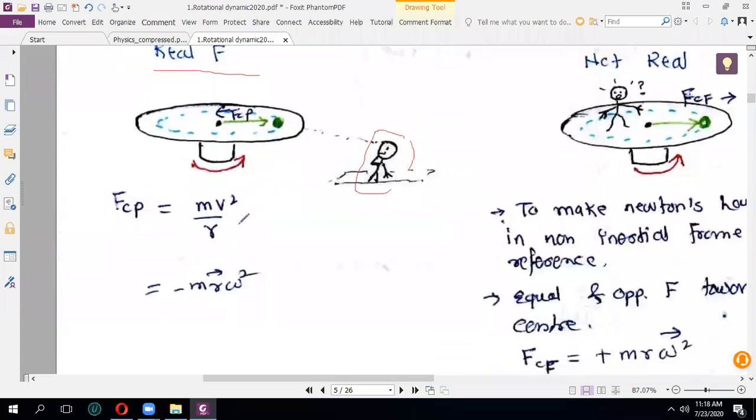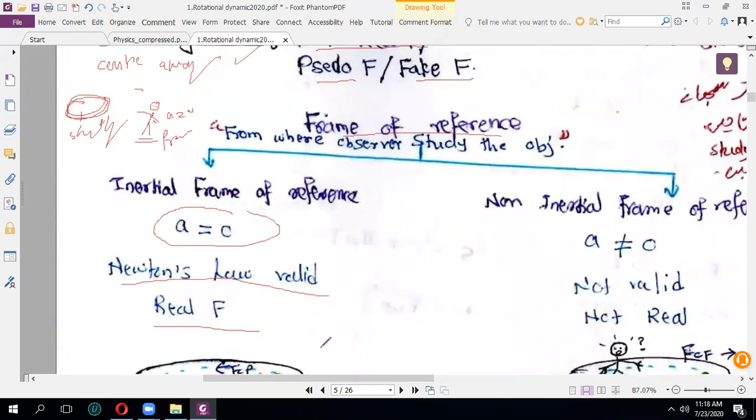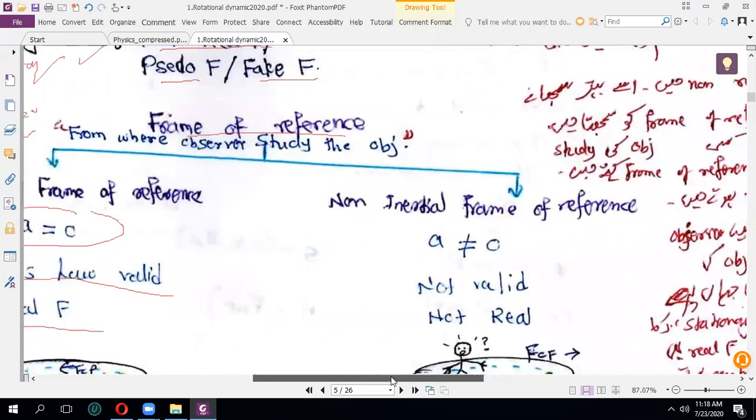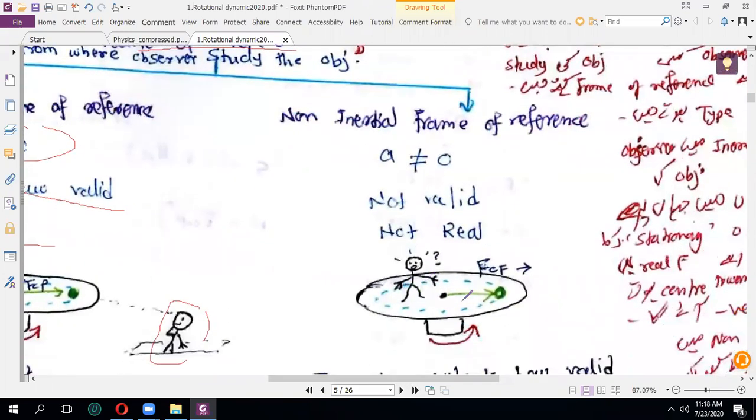What will be the formula for finding the motion? This is called the centripetal formula, mv square upon r. We can also use another formula, minus m r omega square. The second is called the non-inertial frame of reference. In this case, the person is inside the object.